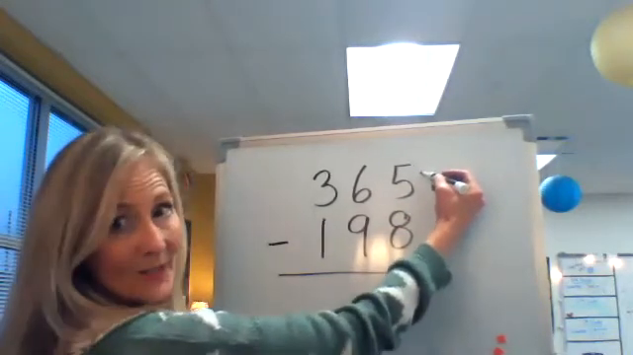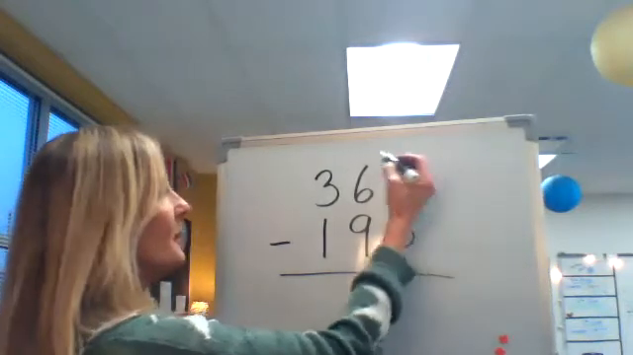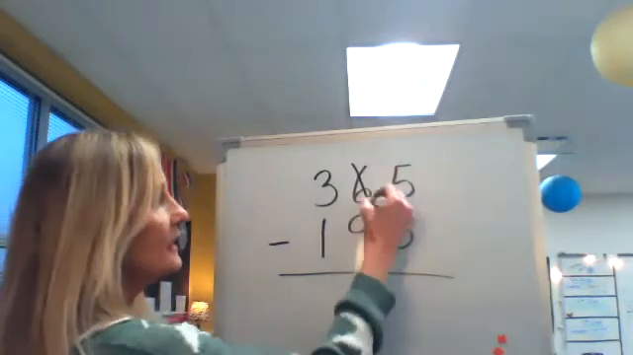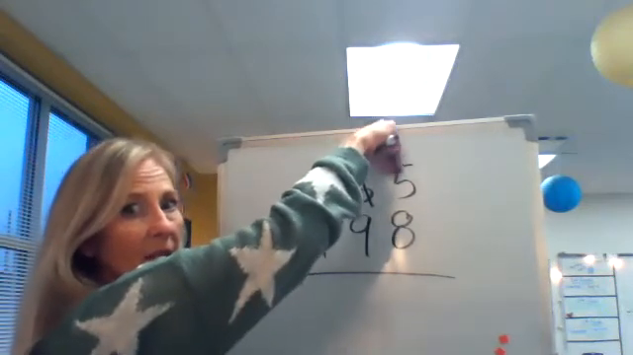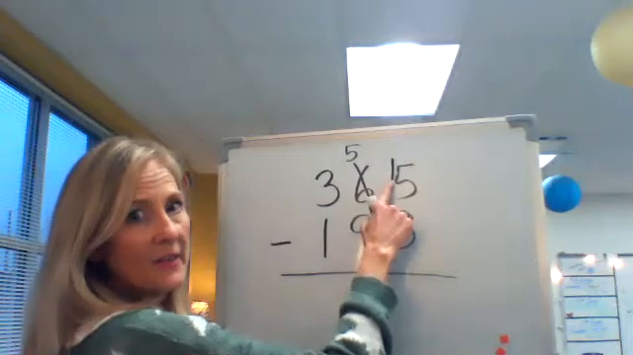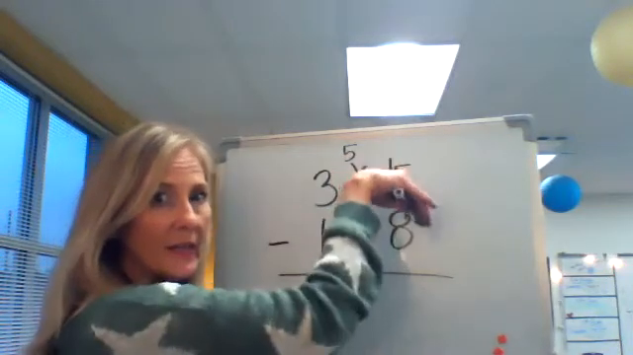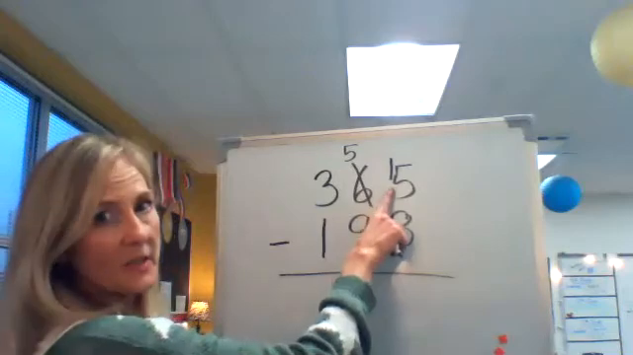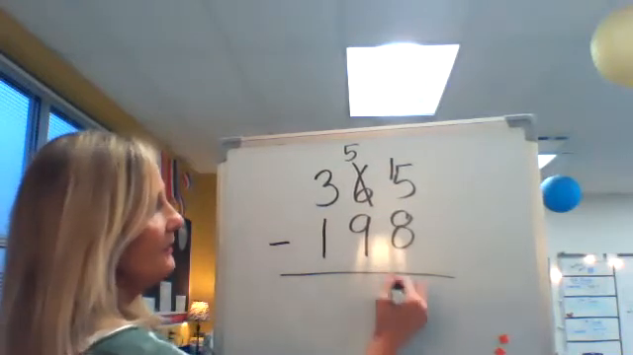5 ones, take away 8 ones. I don't have enough ones up here. So I'm going to go to my tens place. 6 tens become 5 tens. Why? Because I gave a group of tens and converted it into ones. And now I can see that I have 15 ones. That's just a little trick to make it a bit easier when you're giving a group of 10 to the place value place to the right. 15 take away 8 is 7.